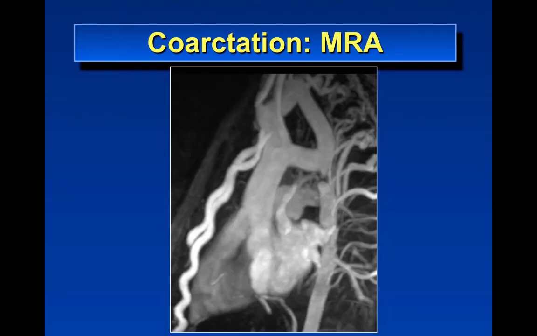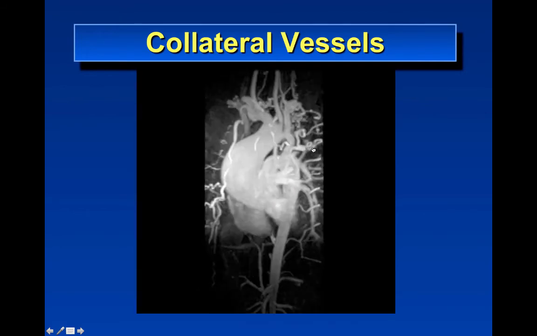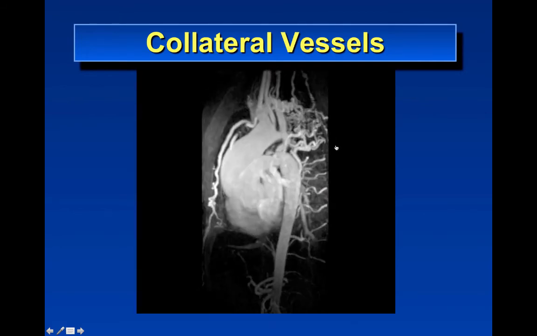So this is an MRA of a patient with coarctation. This is a gadolinium-enhanced MRA showing a discrete juxtaductal coarctation. In this patient, we can see profuse collateral vessels. The coarctation is here. We can see profuse collaterals. On the movie, you can see them here.